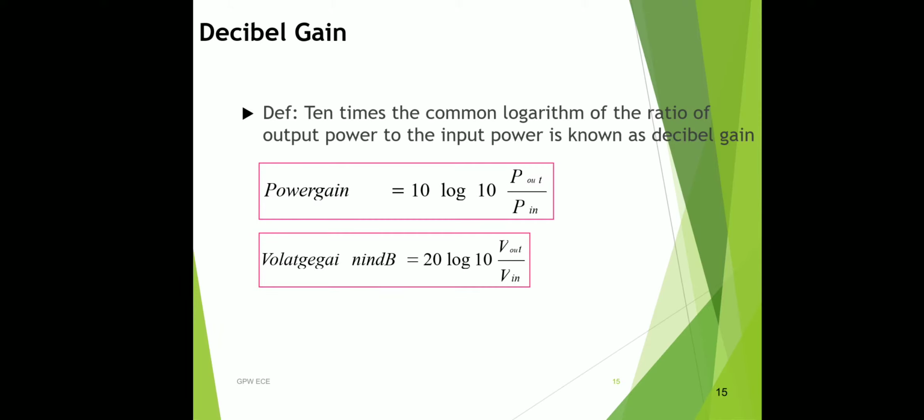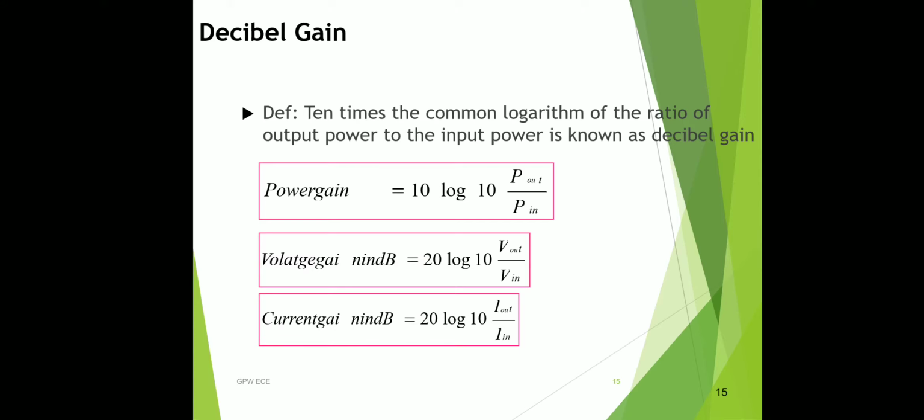That is, the voltage gain in dB is generally 20 log base 10 of V out by V in. The power gain should be 10 log of P out by P in. We know that P equals VI, so P out is equal to V out into I out, and P in is equal to V in into I in. So we will get the square factor here. That is the reason voltage gain and current gain are 20 times the logarithmic value of the ratio of the gain factors.